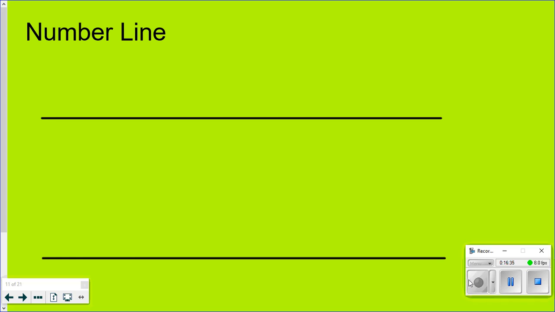Where do fractions live on a number line? Where would I find them? Where do they live? Dominic, where do they live? In the middle. In the middle of what? Yeah, they're in between our whole numbers. Whole numbers are the numbers that we normally count with. 1, 2, 3, 4. All of those are whole numbers.